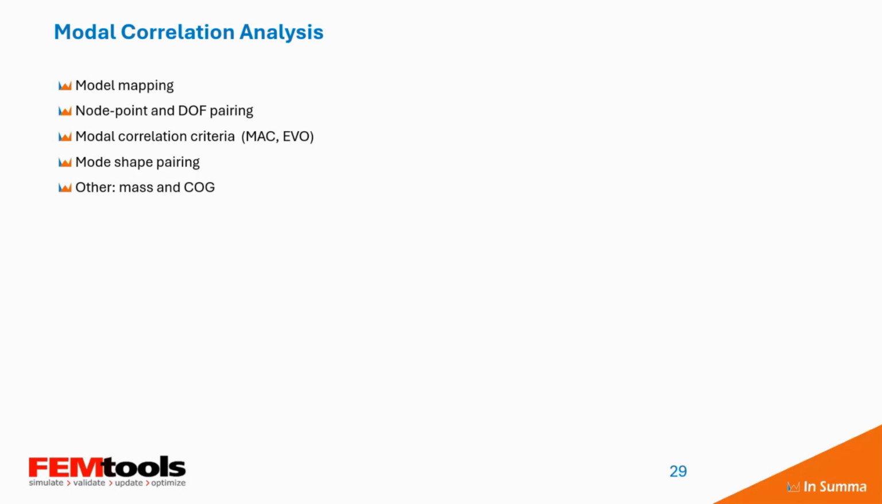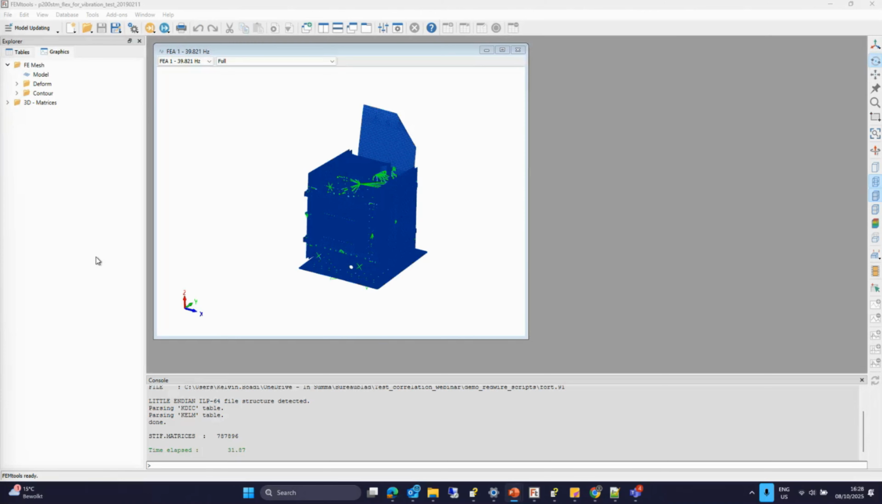So for the modal correlation analysis, we follow these steps. We start with the modal mapping, the node point and degree of freedom pairing, and then the modal correlation criteria. So we use the MAC, or the eigenvector orthogonality, and then we do some mode shape pairing and so on. So with that being said, I would like to switch to the FEMtools session. Hopefully everyone can still see my screen.